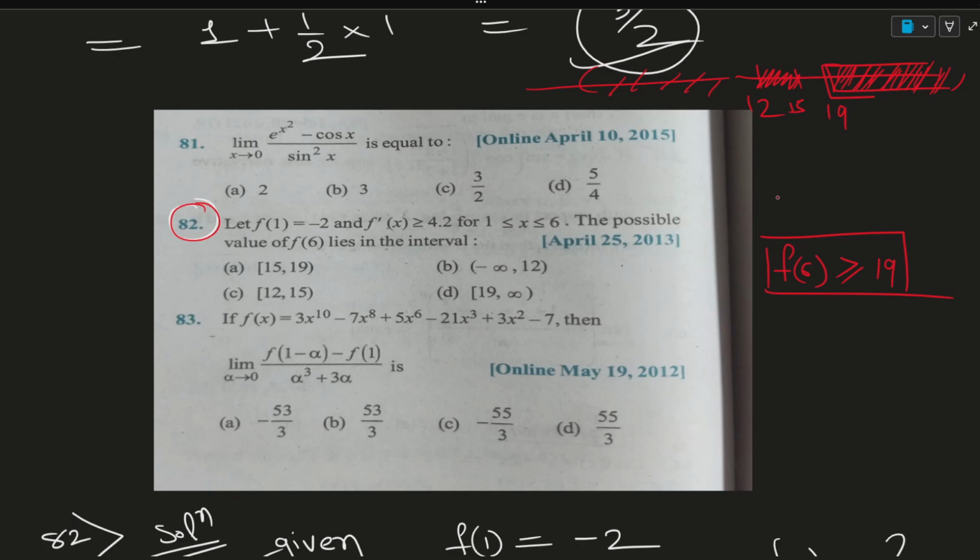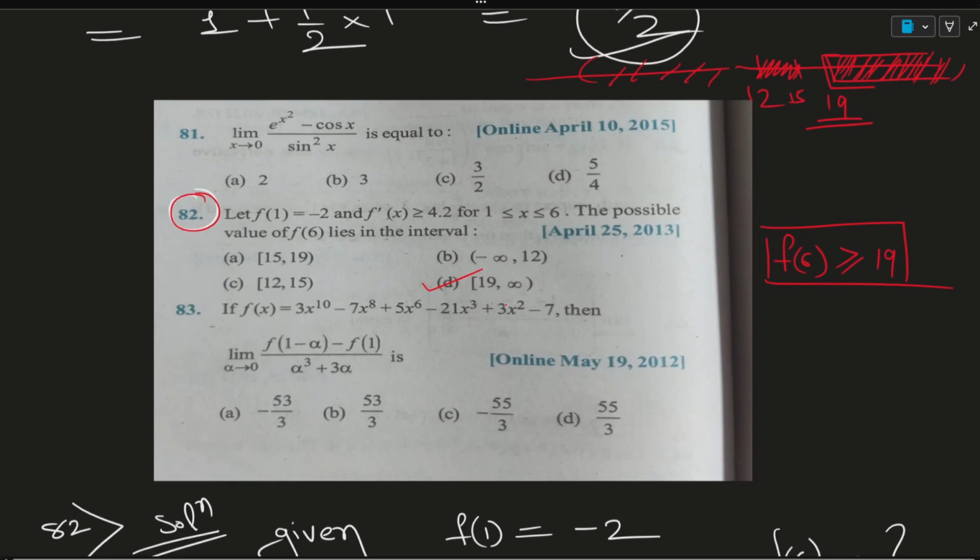Okay, so for option D only, 19 is included in option D only. So we can clearly see that D will be the correct option. Now we'll see another question, that is 83.